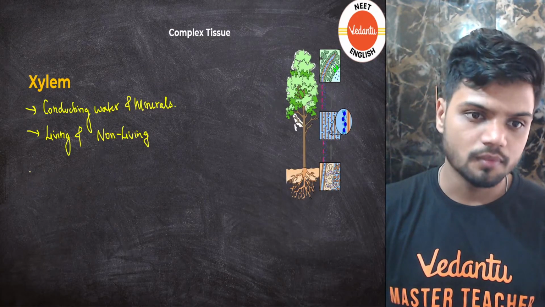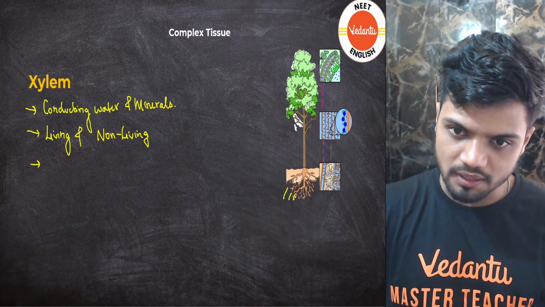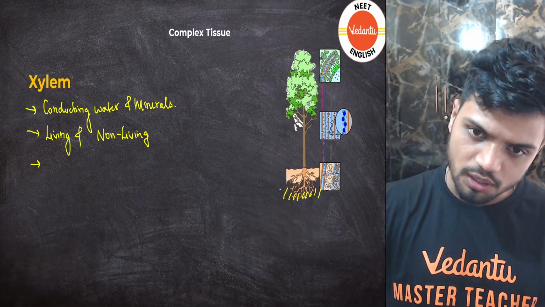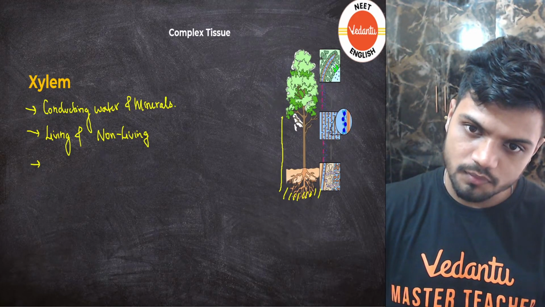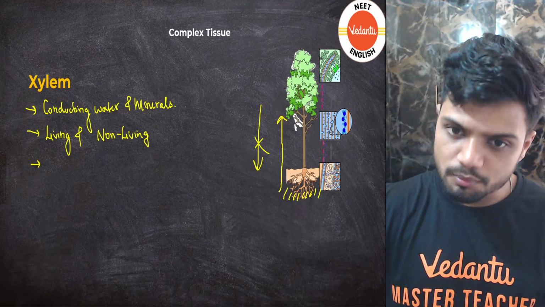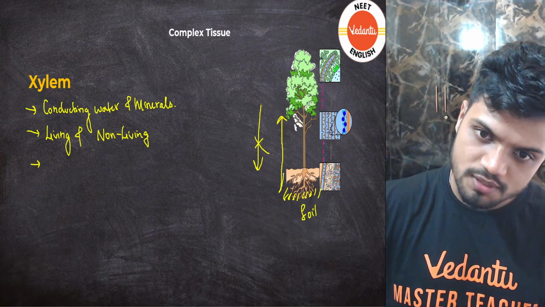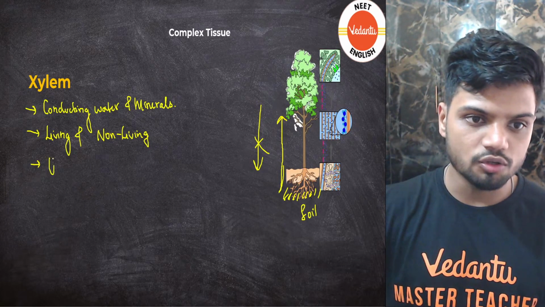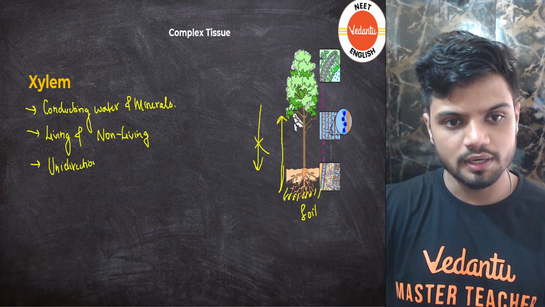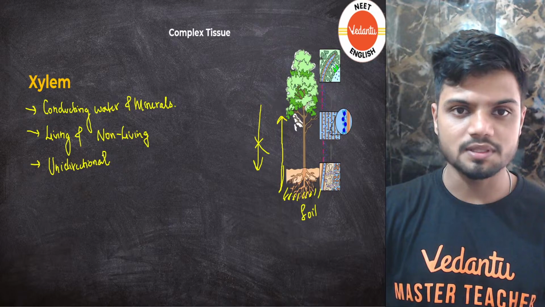Now, direction. How does the conduction of water happen? See here, the water is being absorbed in the roots. From here, the water will go on top. Can the water come from the top to the bottom? No, it will never happen. Always from the bottom, where the water is present in the soil, it is taken by the roots and goes upwards. I can call it unidirectional. So unidirectional flow happens in the case of xylem.